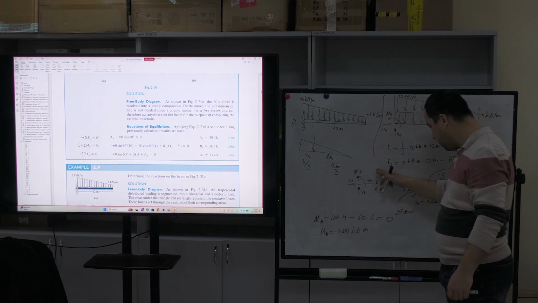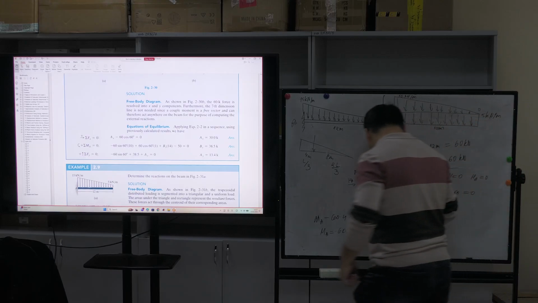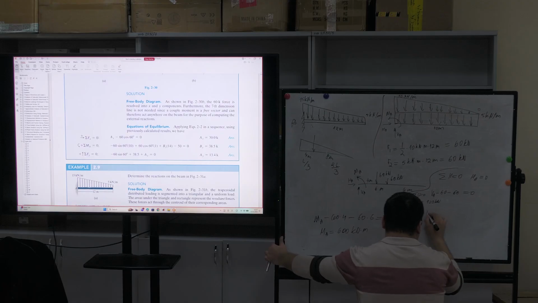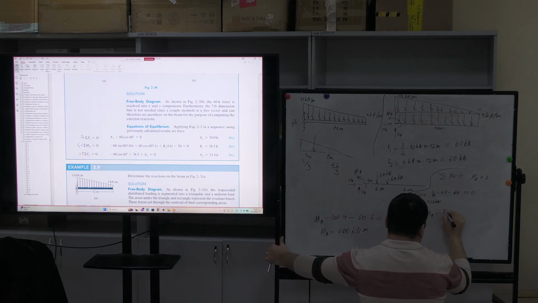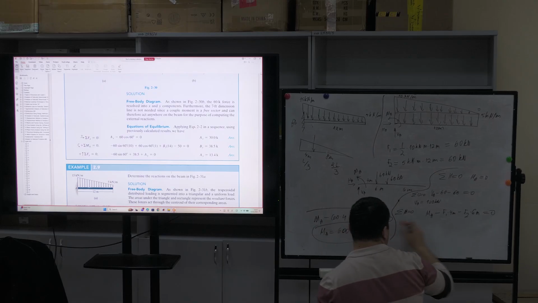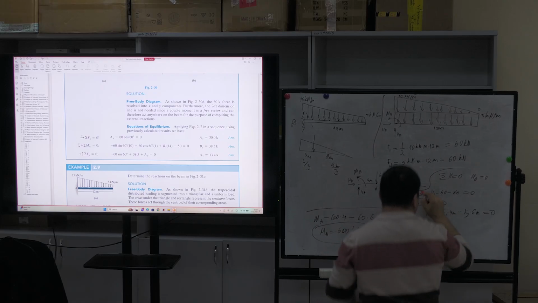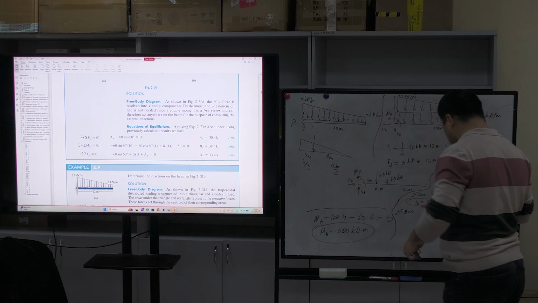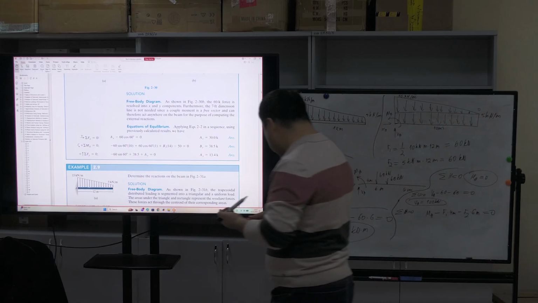4 meter is acting here as F1. Let me write here formula. MA minus F1 product 4 meters minus F2 product 6 meters is equal to 0, okay? This is a formula. And here we have MA, here we have VA, and here we have HA. 3 forces are exist.